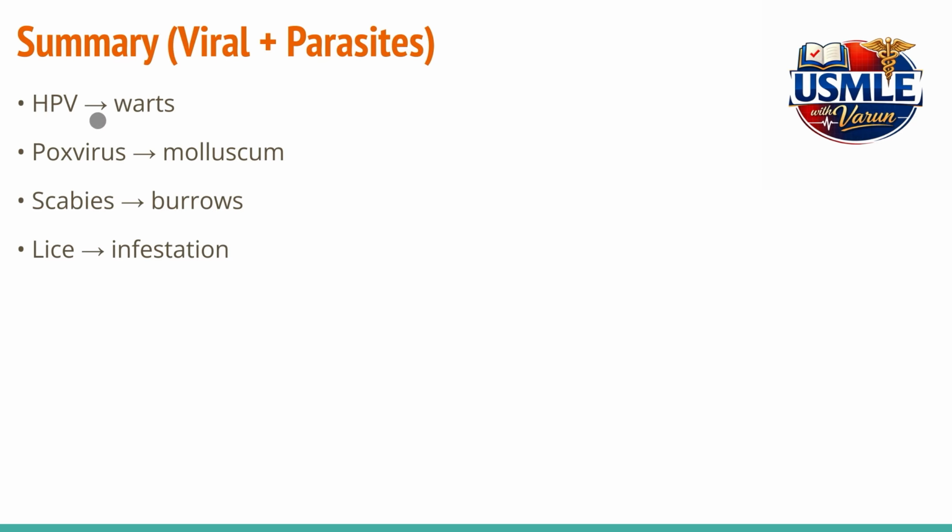So warts, molluscum, scabies, and lice all have very distinct visual patterns. HPV presents with warts, poxvirus presents with molluscum, the characteristic umbilicated pattern as we have discussed earlier. And scabies presents with burrows between fingers and toes, whereas lice lead to infestation.